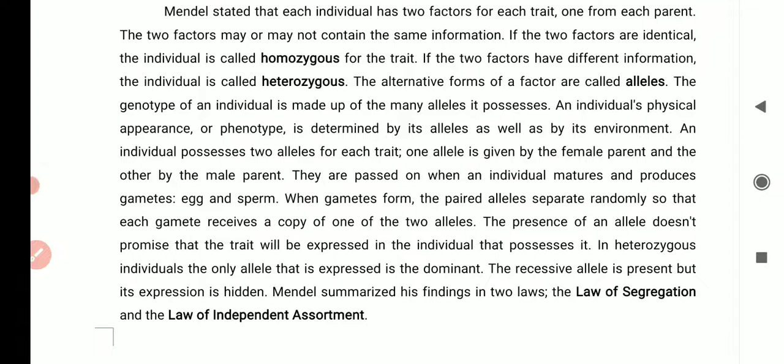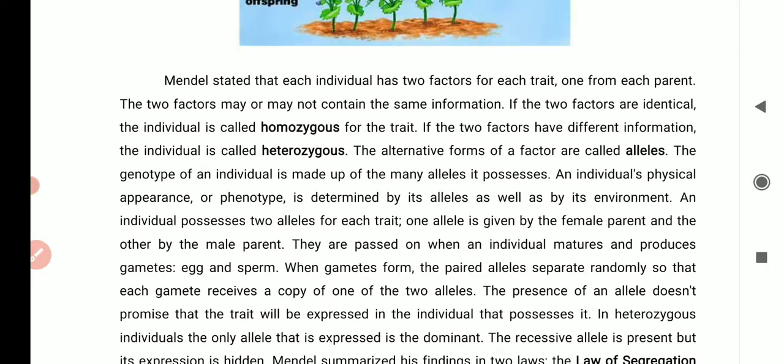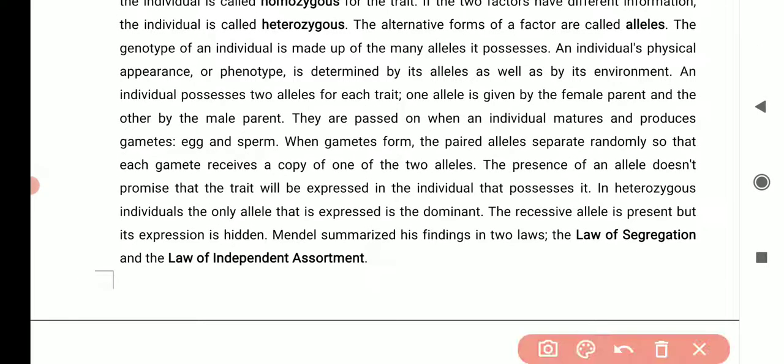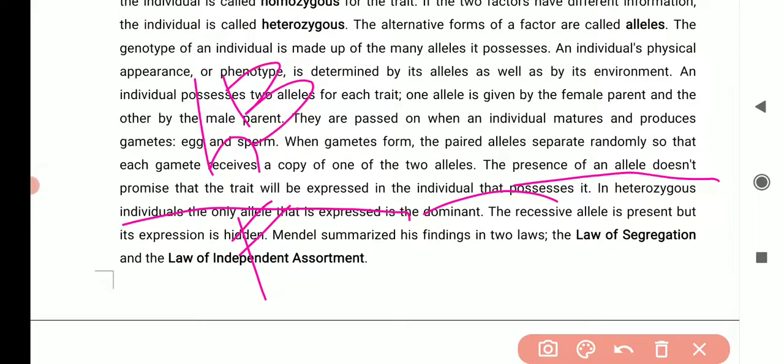The presence of an allele doesn't promise that the trait will be expressed in the individual that possesses it. It depends on whether it is dominant or recessive. Just because the father has brown hair and the mother has, let's say, blonde hair, doesn't mean the child will be half blonde and half black. It depends on which one is dominant.